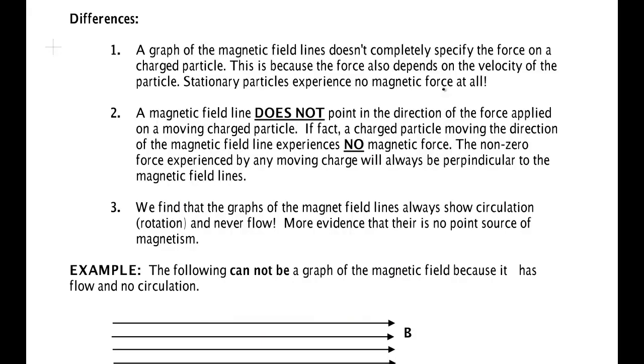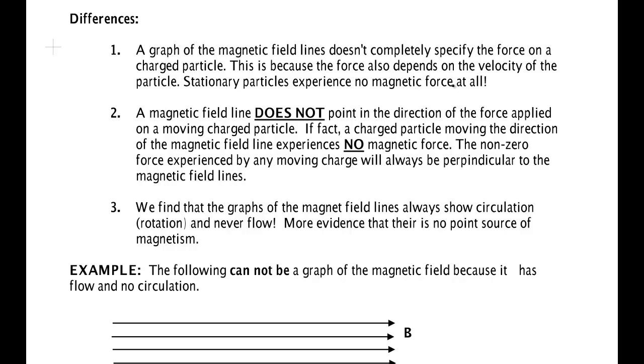While there are many similarities between electric and magnetic fields, there are some very striking differences that one needs to understand. The graph of the magnetic field, when you're graphing field lines, doesn't completely specify the force on a charged particle in the way that it does for electric fields. In an electric field, when you look at electric field lines, you know the direction that a positive charge will experience a force at every point in space.